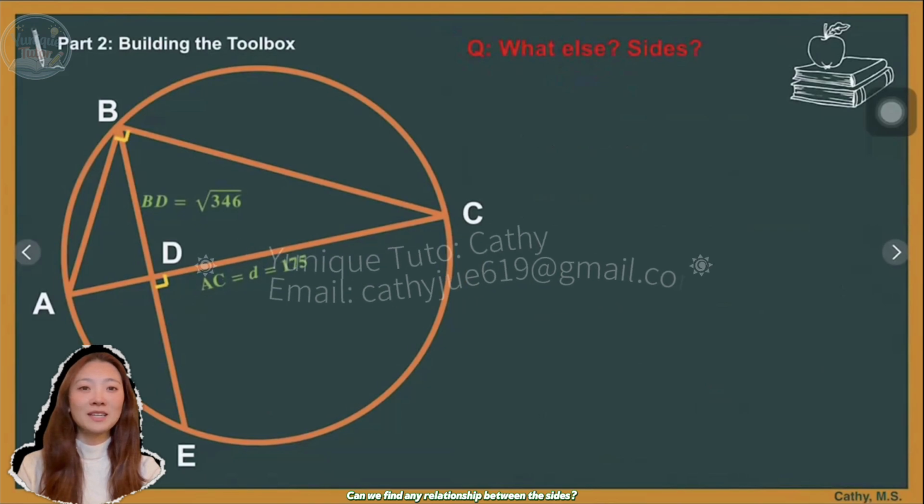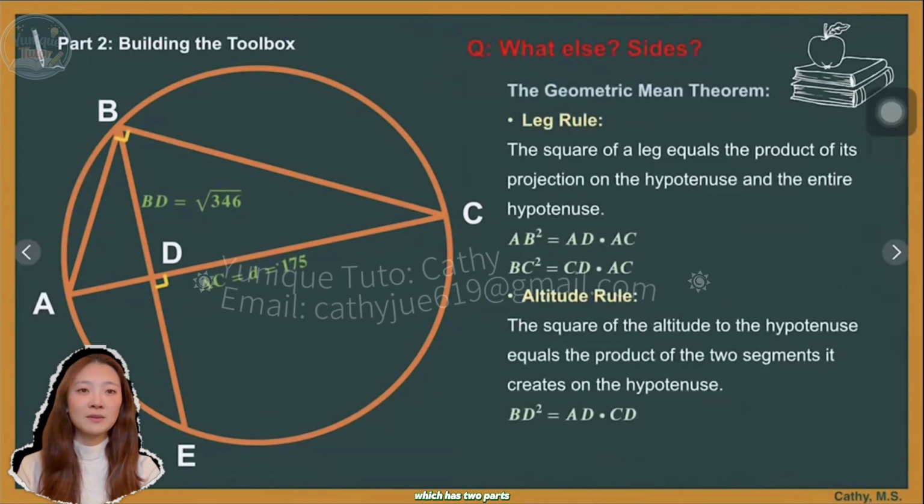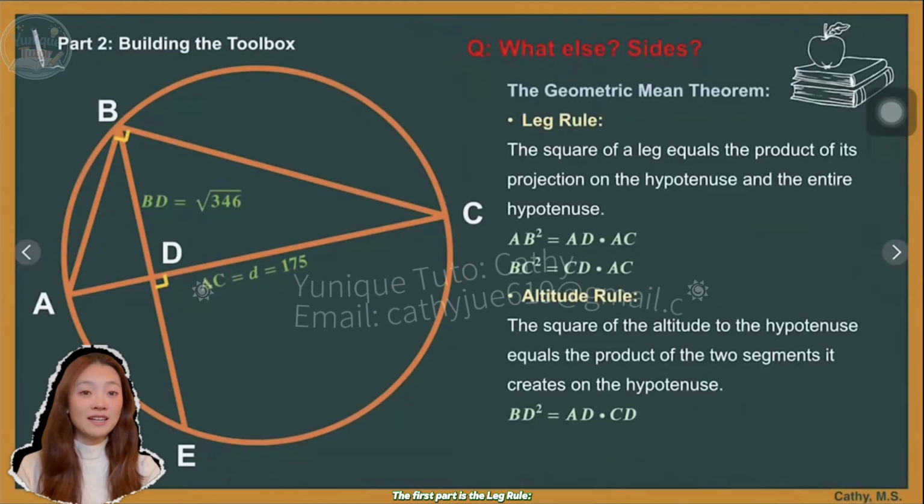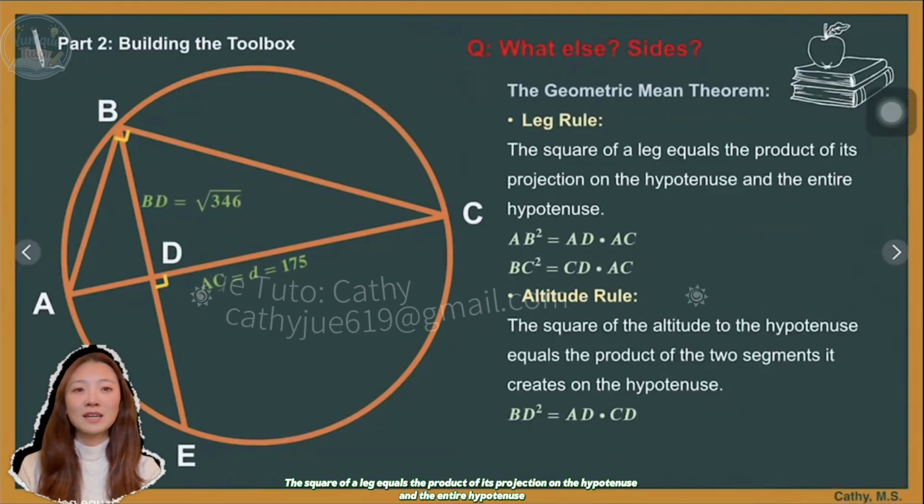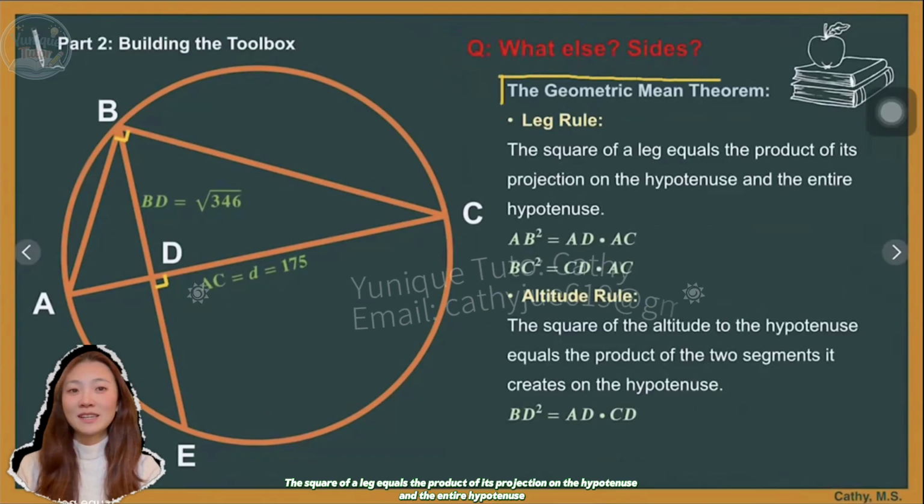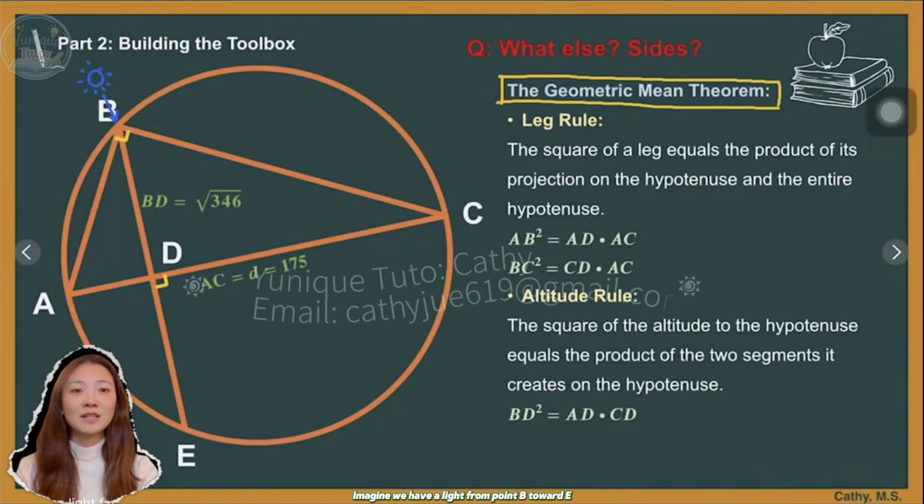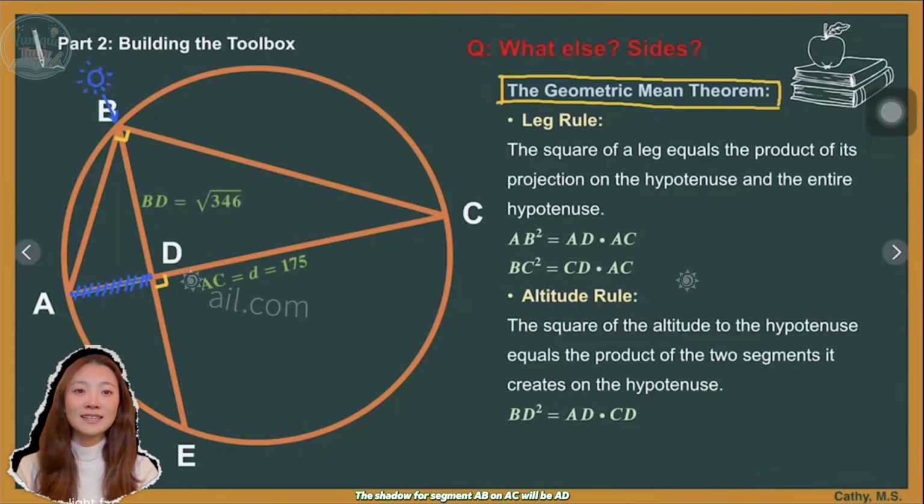Can we find any relationship between the sides? Let's review the geometric mean theorem, which has two parts. The first part is the leg rule. The square of a leg equals the product of its projection on the hypotenuse and the entire hypotenuse. Let's see the projection part. Imagine we have a light from point B toward E. The shadow for segment AB on AC will be AD.